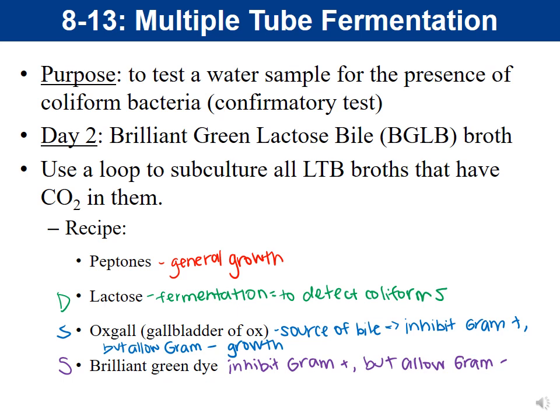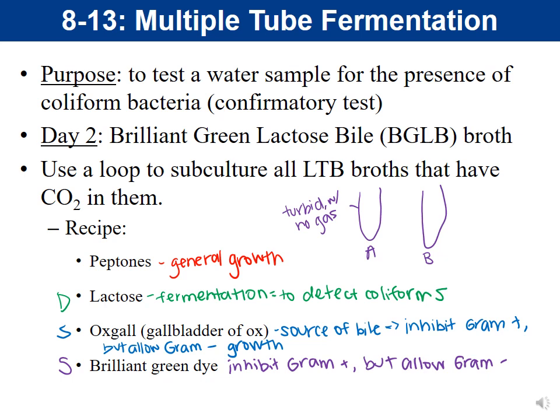So if you guys were doing this in class, you remember, set up an unknown A and an unknown B, right? So we would have given you two unknown water samples. Unknown A was turbid with no gas. So unknown A in the LTB was turbid with no gas.